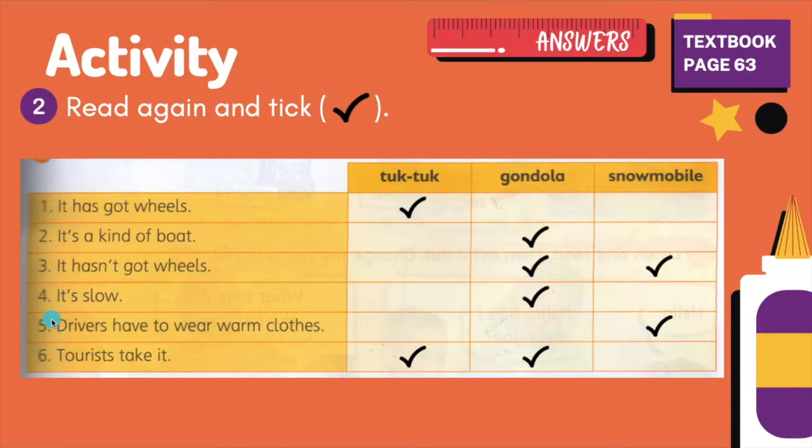Next, number 4. It's slow. Gondola. Number 5. Drivers have to wear warm clothes. Snowmobile. Number 6. Tourists take it. Tuk-tuk. Gondola. Okay, done? Next.